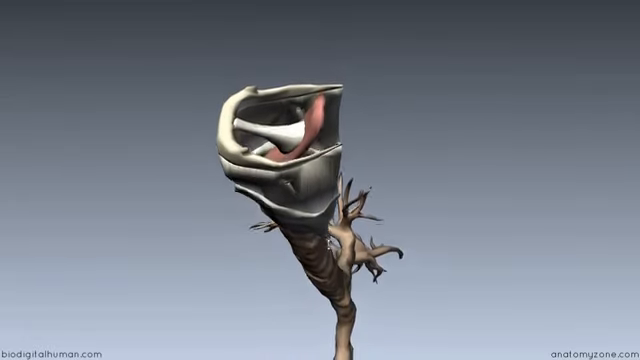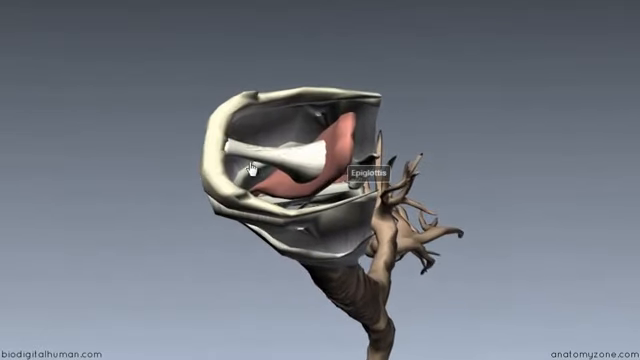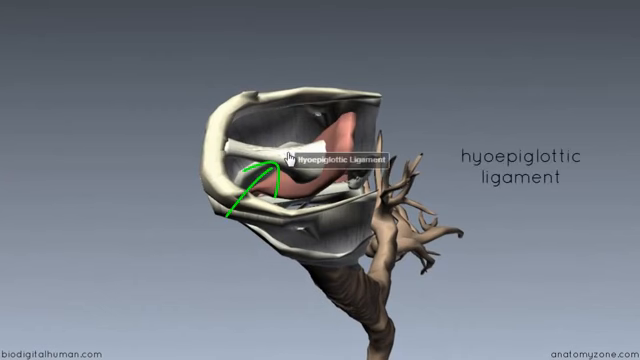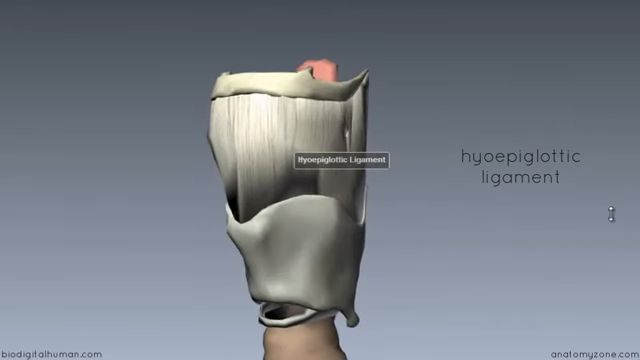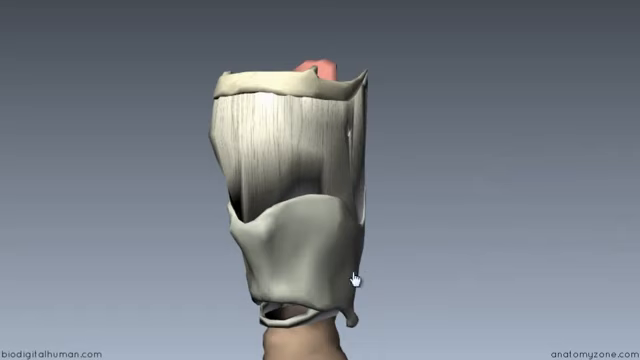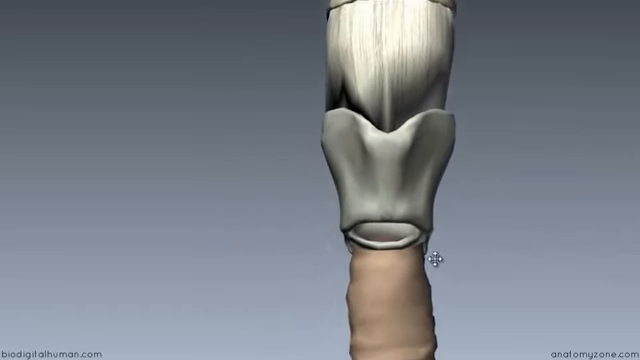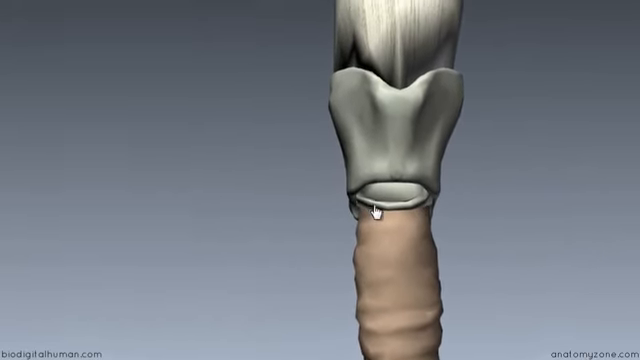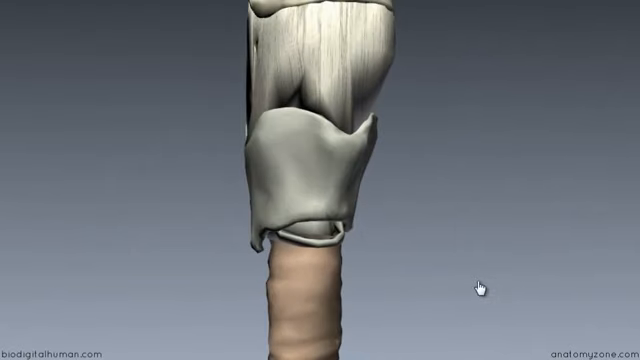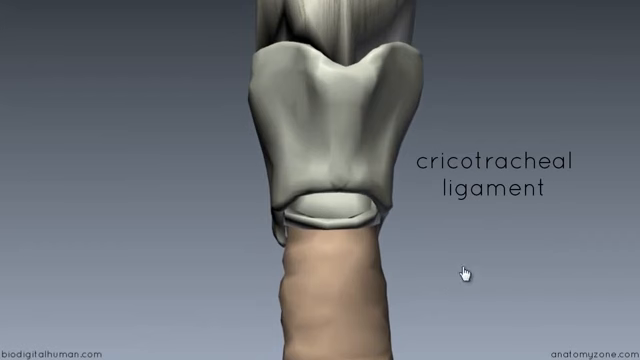And now we'll look at the ligament connecting the epiglottis to the hyoid bone. So this is called the hyoepiglottic ligament. So finally there's a ligament connecting the lowest cartilage, the cricoid cartilage, to the trachea. So this ligament is called the cricotracheal ligament.